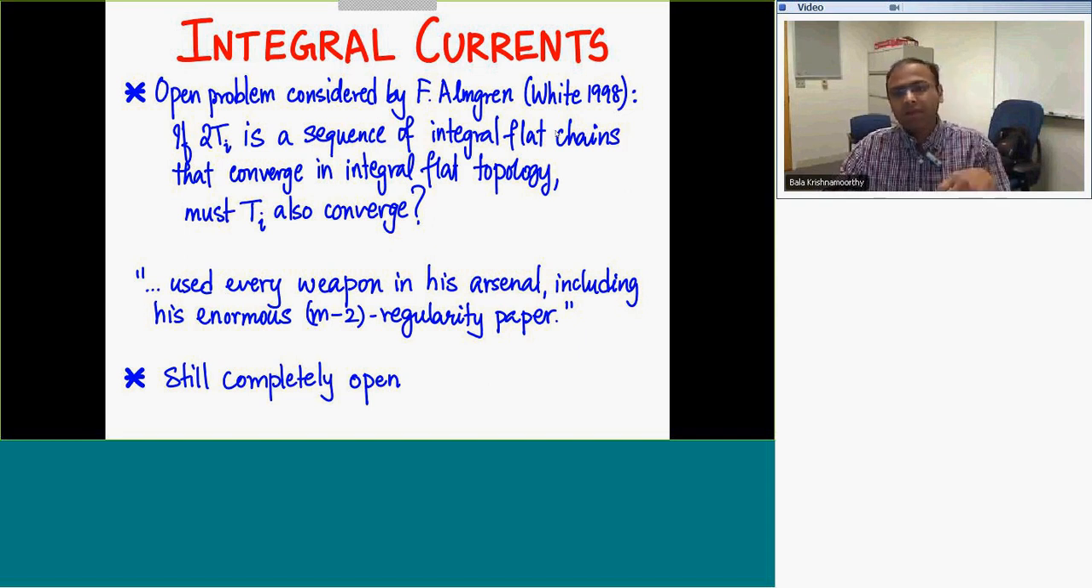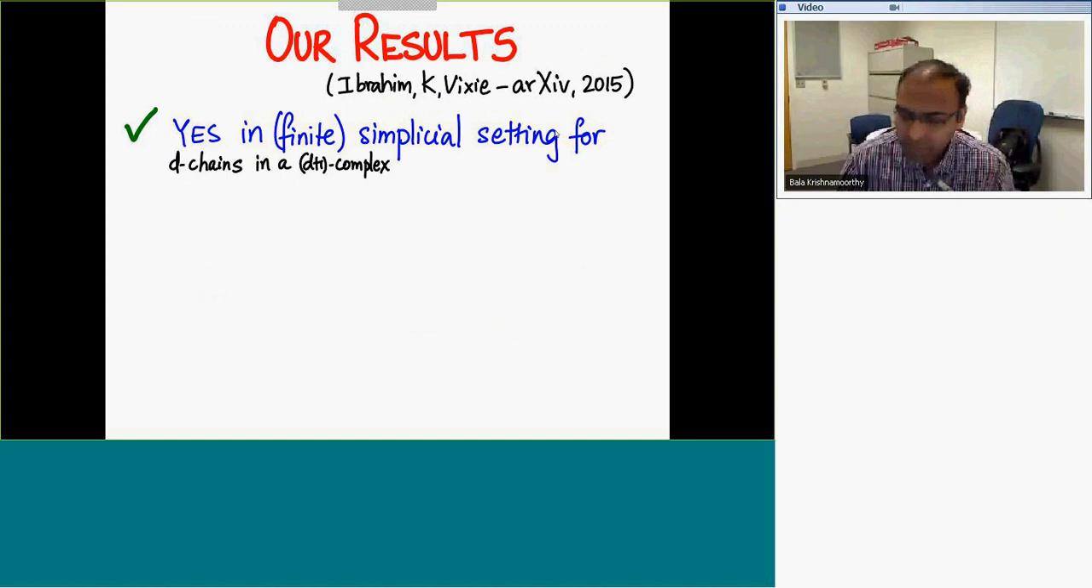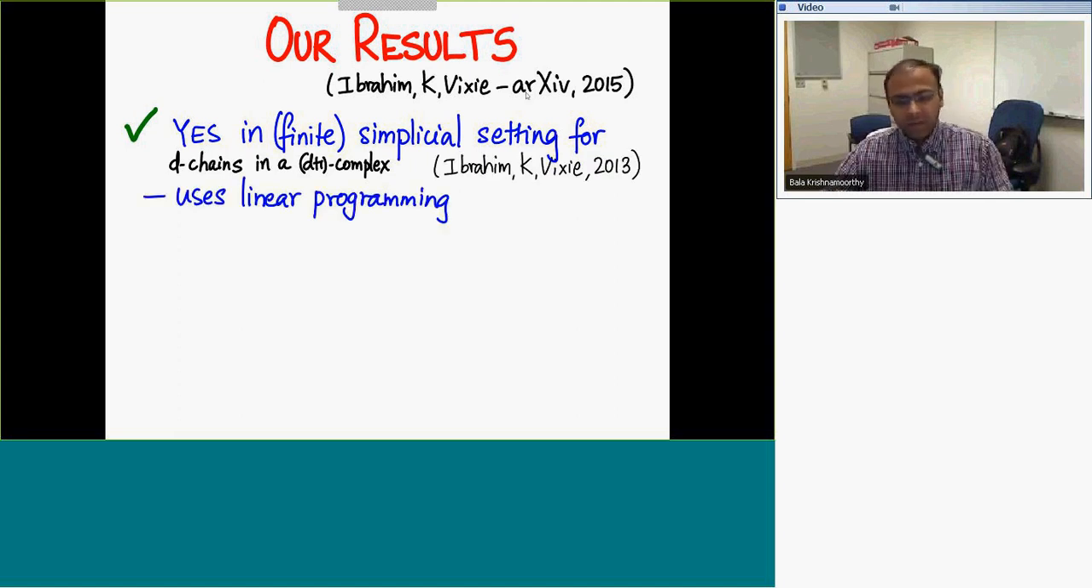We took a very different approach using linear programming and algebraic topology. And here is what we were able to show for this question: integral in equals integral out in the finite simplicial setting. So you take a discretization, and if you assume things are finite, then it is true for codimension 1 or weak chains in a D+1 complex. It follows from some work that we published in 2013. These, by the way, are in an arXiv paper which we put on last year. It's under review now. And we used linear programming. That's where the connection comes in.